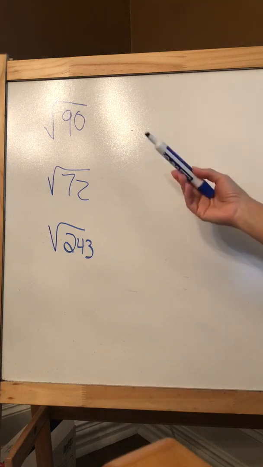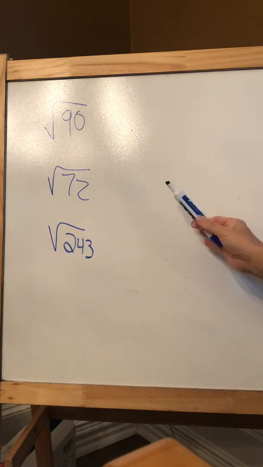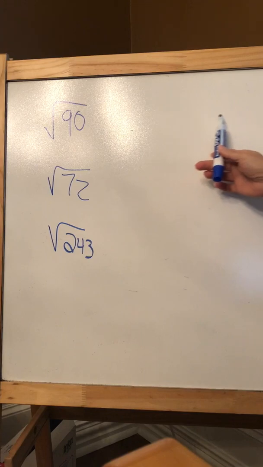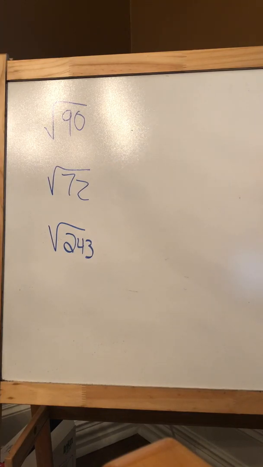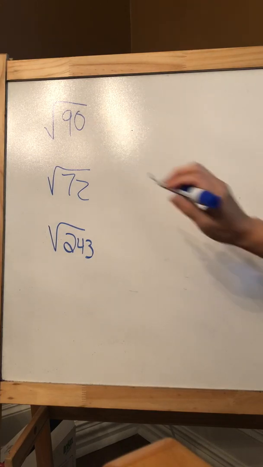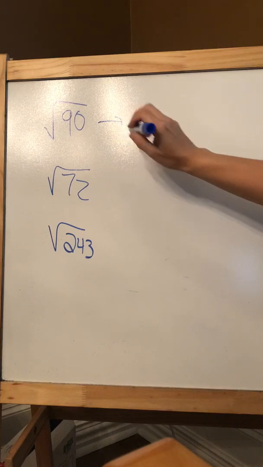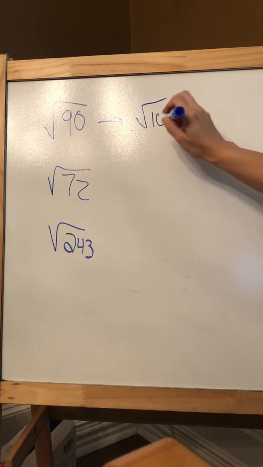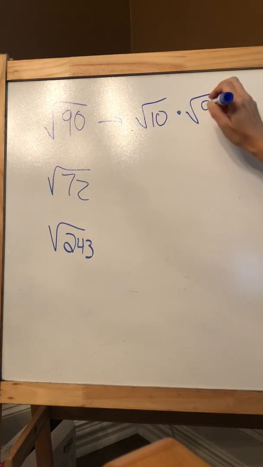So up here I have 3 different square roots, and yes, you can just plug this into your calculator and get a decimal, but that's not the exact answer, because that decimal likely goes on for many places, and that's not practical to write out. So to get an exact answer, if you have the square root of 90, you're going to simplify that to the square root of 10 times the square root of 9.